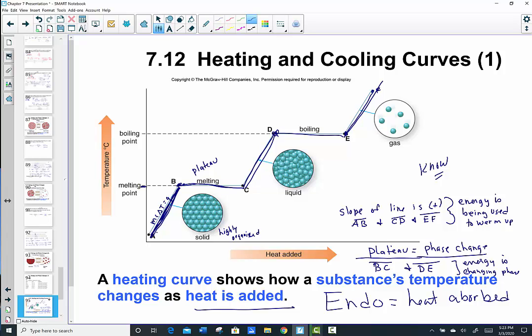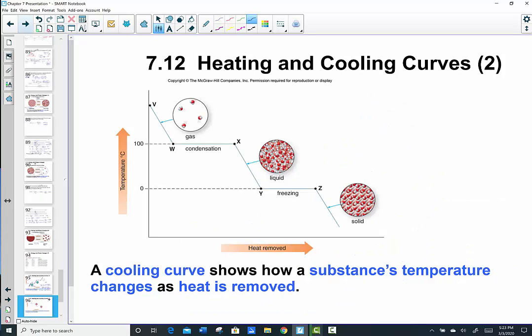Now, the opposite of that would be a cooling curve. But we still have some interesting slopes and some interesting plateaus. So here, of course, is a cooling curve. This is an exothermic graph. The highest energy state is the gaseous phase. When it condenses, it releases energy to form a liquid. And when a liquid releases energy, it forms a solid. This entire cooling curve releases energy, known as an exothermic process.